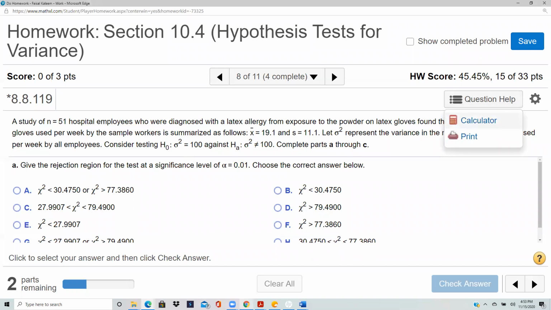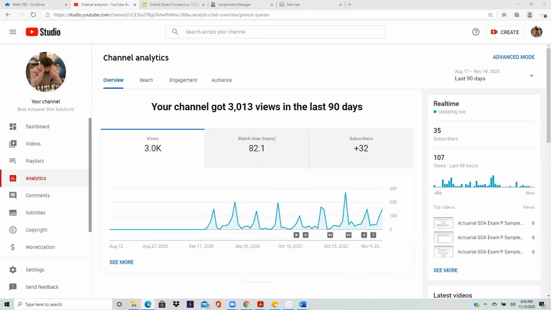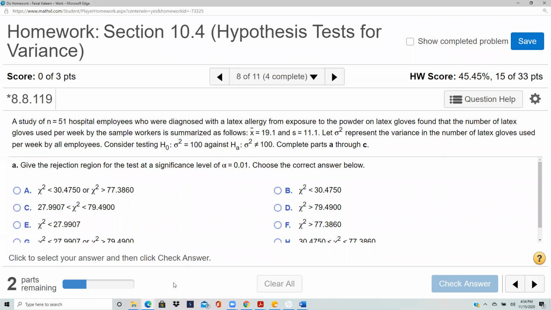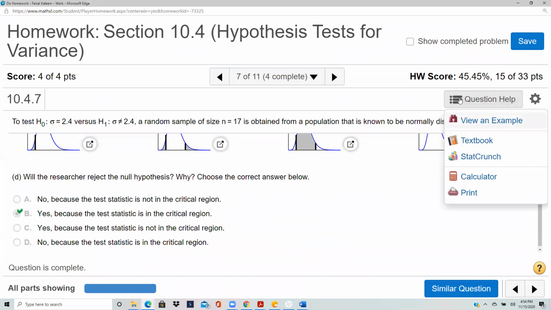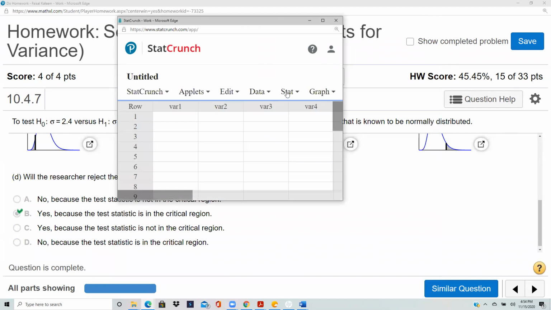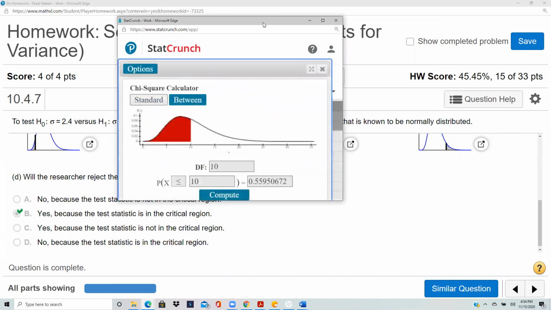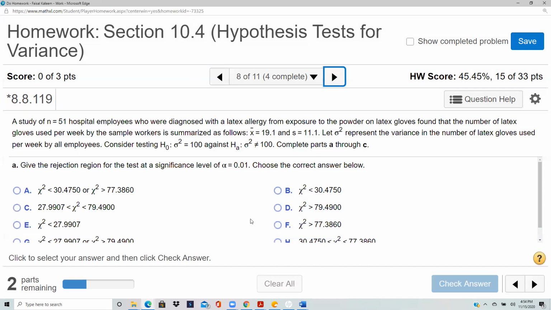So let's see if we have StatCrunch open. There is no StatCrunch open. Let's open it from the previous problem. Okay, so Stat, Calculators, Chi-square. All right, now let's go back to this.